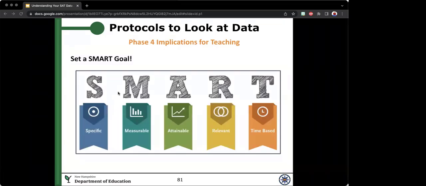And then from there, this could also be part of phase 4. You want to start thinking about SMART goals. So teachers set SMART goals every year for observational purposes, or at least they do in a lot of districts. So this is a really great way to think about SMART goals in relation to your instruction and impact on students in relation to this data.